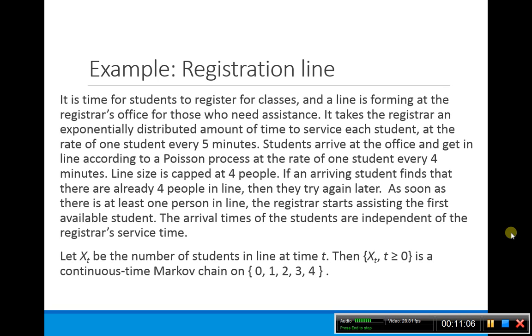So we let X_t be the number of students in the line at time t, so it could be 0 all the way up to 4 because it's capped at 4.